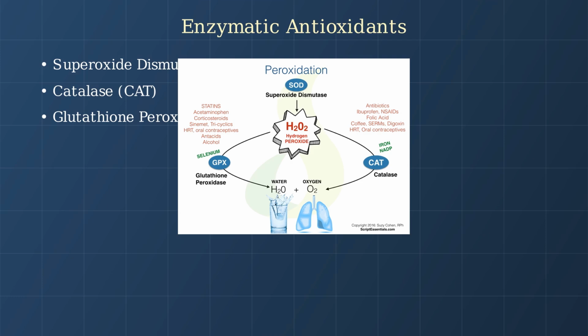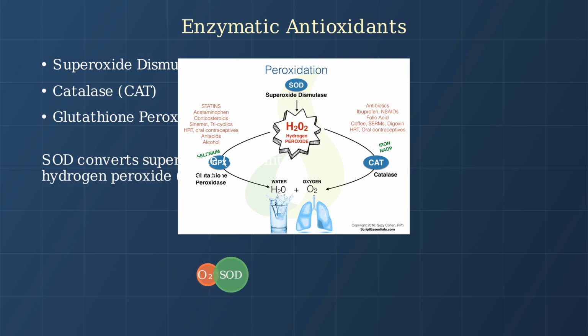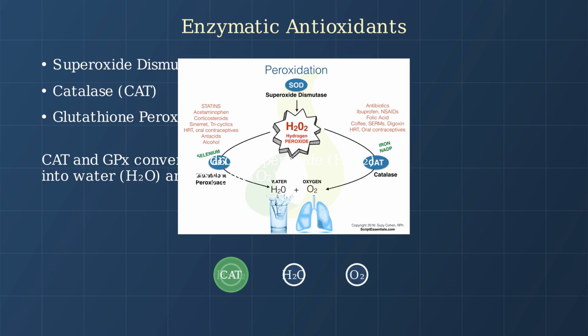Superoxide dismutase converts superoxide radicals into hydrogen peroxide, which is then neutralized by catalase and glutathione peroxidase. Superoxide dismutase, or SOD, is our first line of defense. It converts the highly reactive superoxide radical into hydrogen peroxide. Catalase and glutathione peroxidase then convert hydrogen peroxide into harmless water and oxygen, preventing further cellular damage.